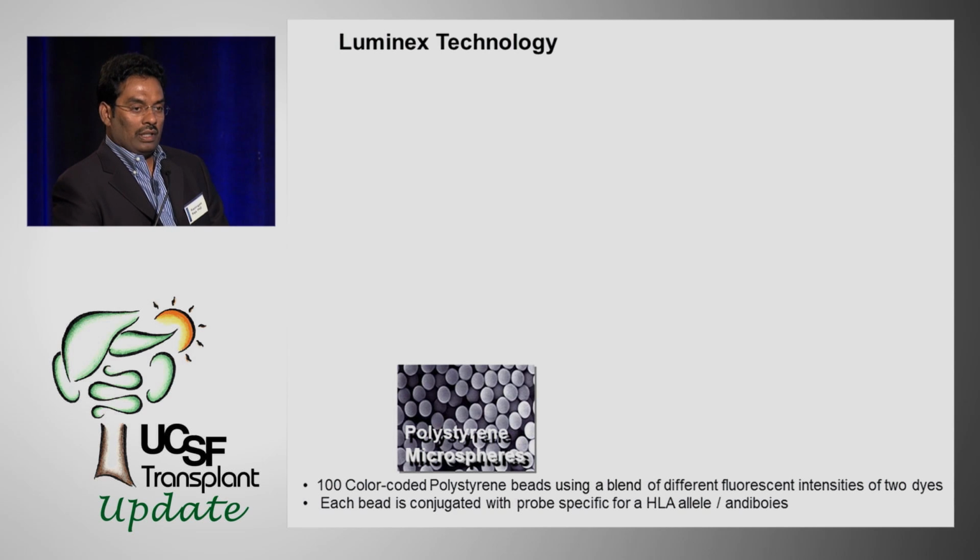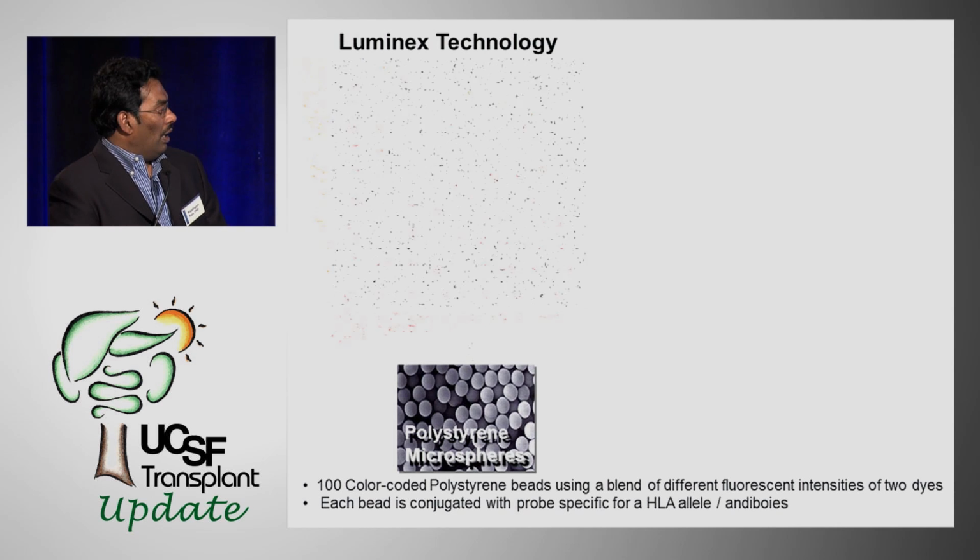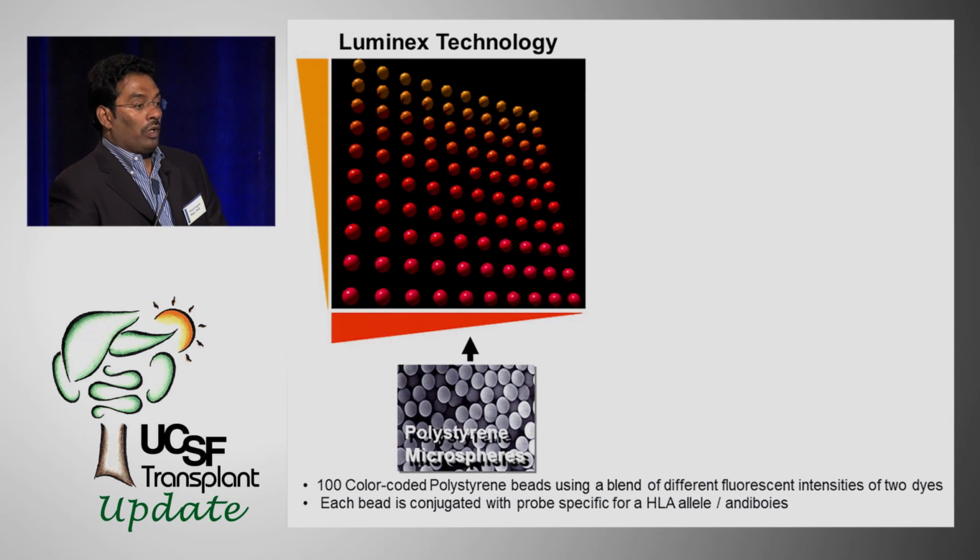So there are many methods we have been using to define the HLA antigens and antibodies. This is the Luminex technology. This is the mainstay of our laboratory. We have been using it for the last 10 years. This technology uses polystyrene microbeads. We don't make them ourselves; we just buy them from commercial companies.